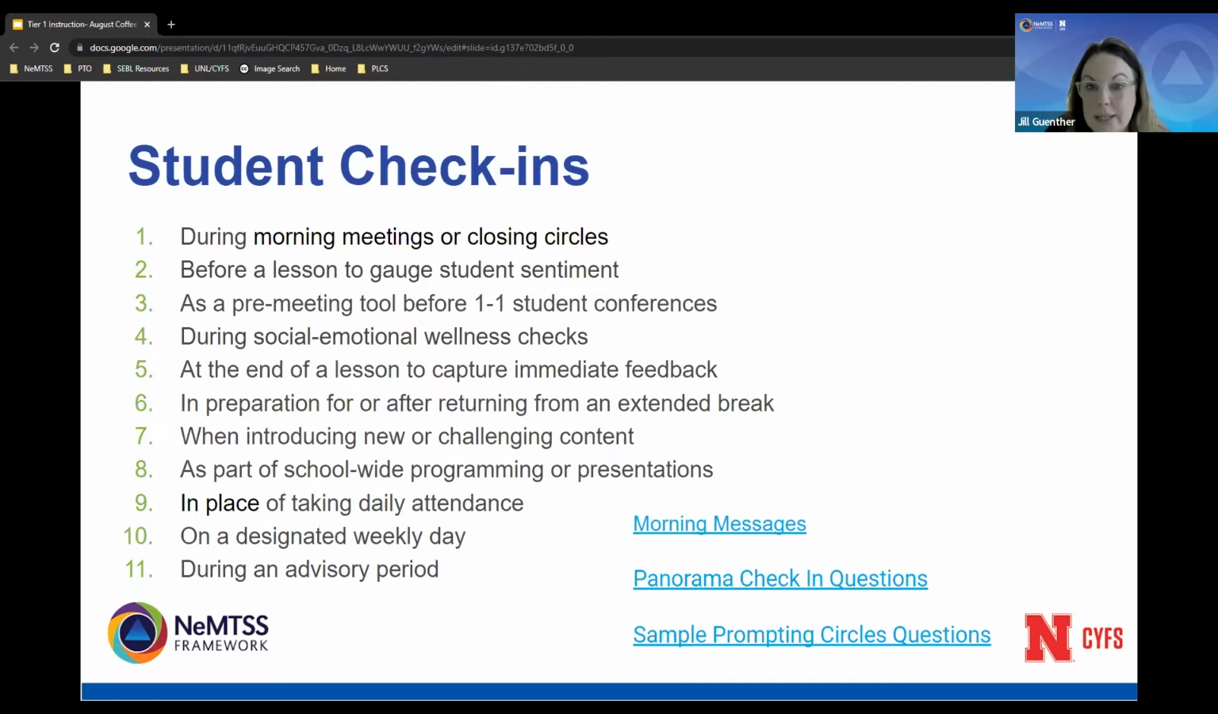So three links: morning messages, check-in questions from Panorama, which is a great resource, and sample prompting circle questions. These are all linked within our Padlet as well. They're just things to check out as you're building, maybe through morning meetings or closing circles, some check-ins either before or after a lesson to see how students are feeling about the content that was taught.